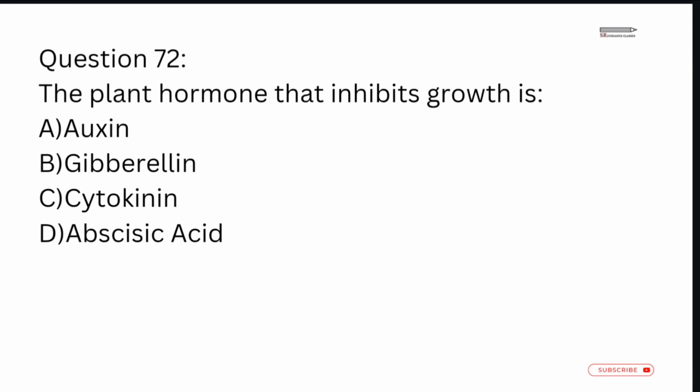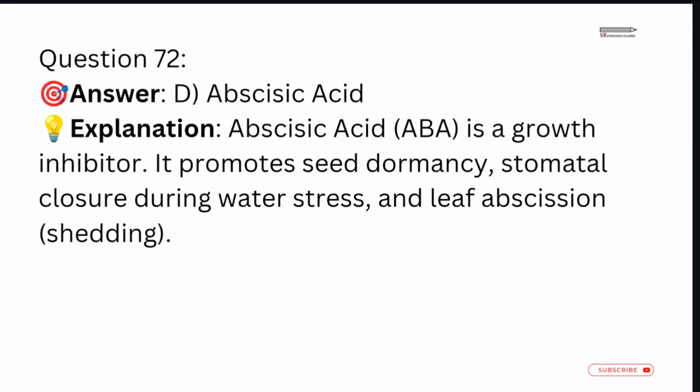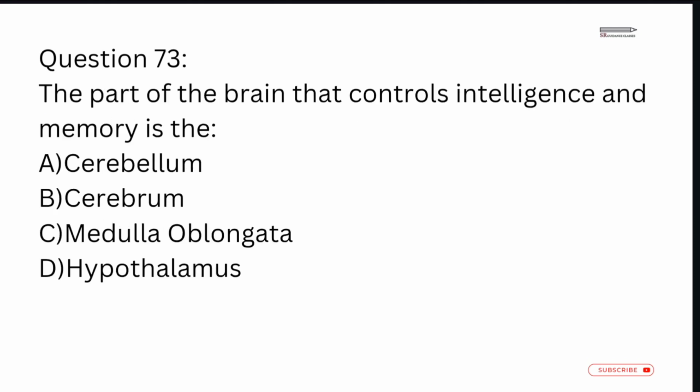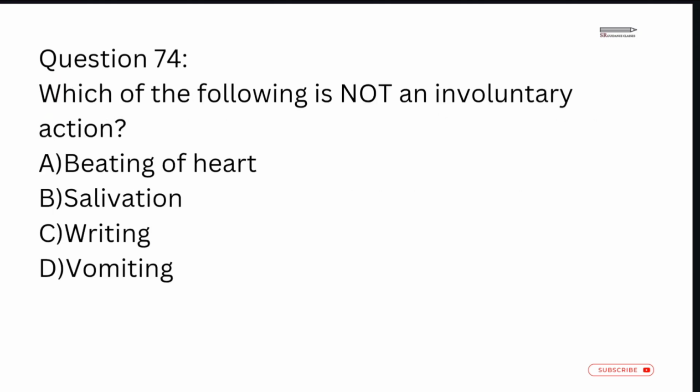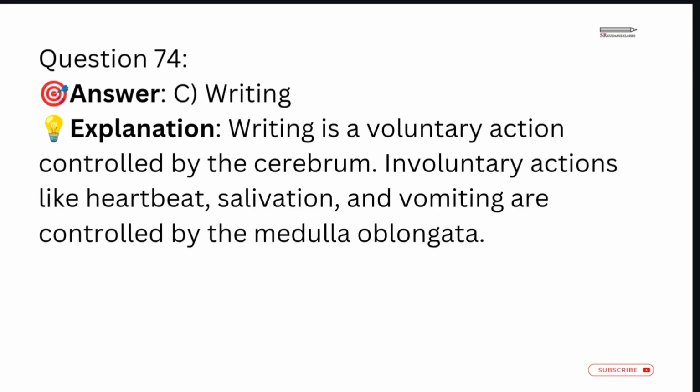The plant hormone that inhibits growth is... The answer is option D, abscisic acid. The part of the brain that controls intelligence and memory is the... The answer is option B, cerebrum. Which of the following is not an involuntary action? The answer is option C, writing.